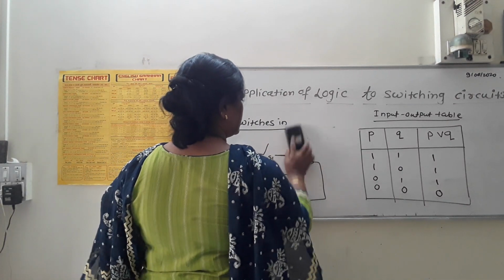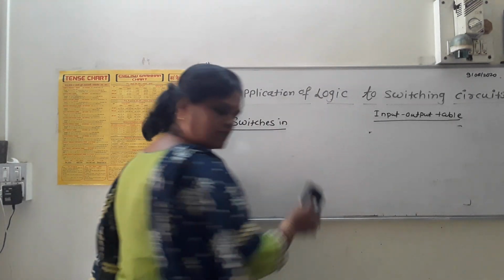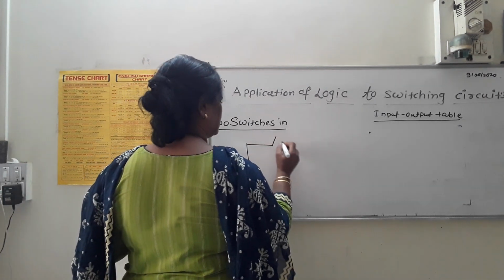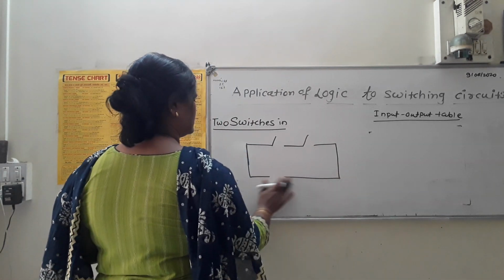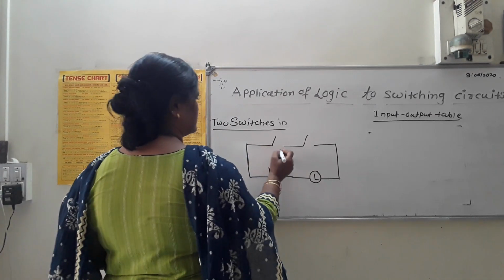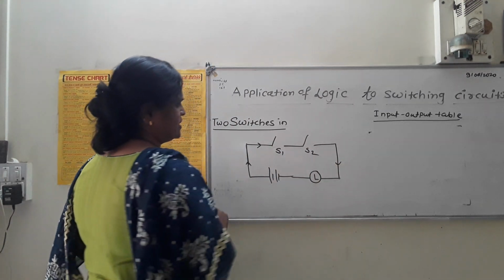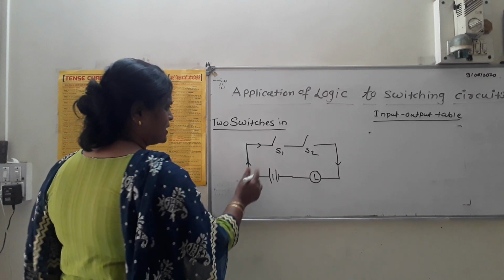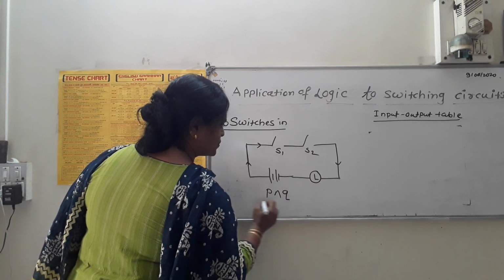Okay. Now, two switches in series, S1 and S2. These two are in series. So you can write here S1 means P, S2 means Q. So P and Q.